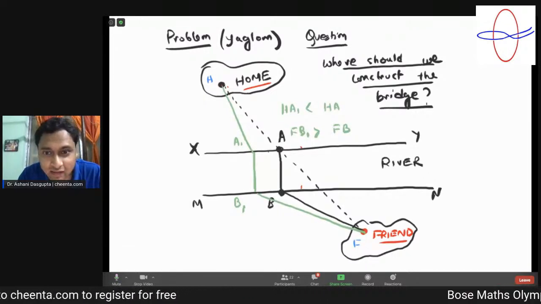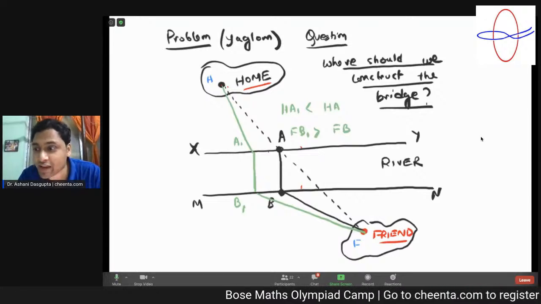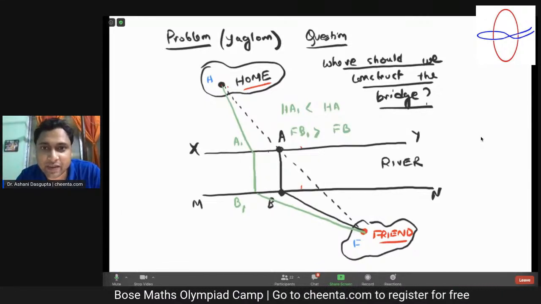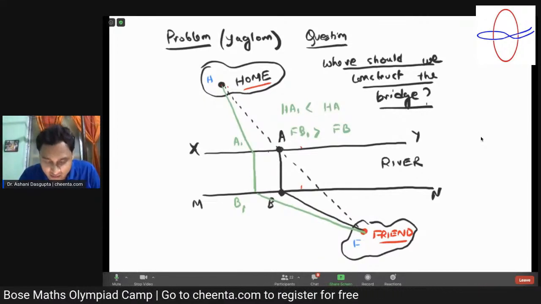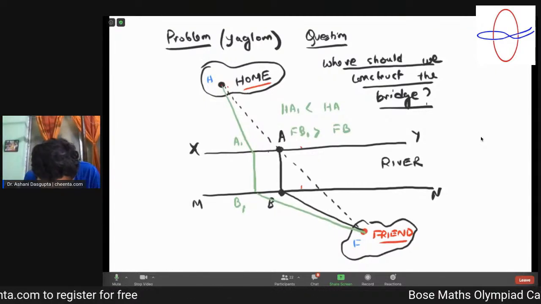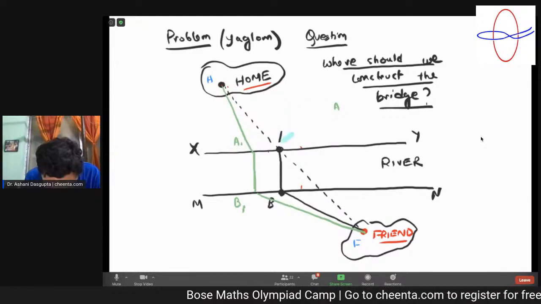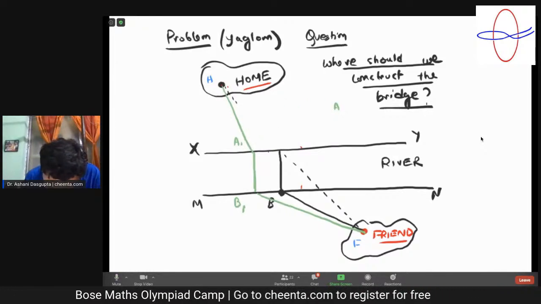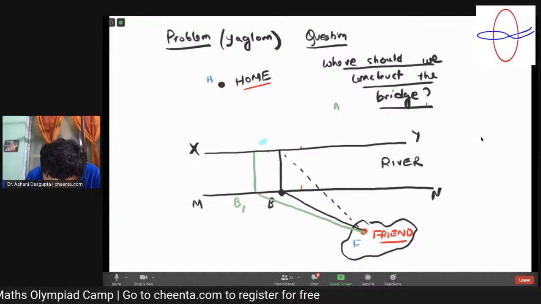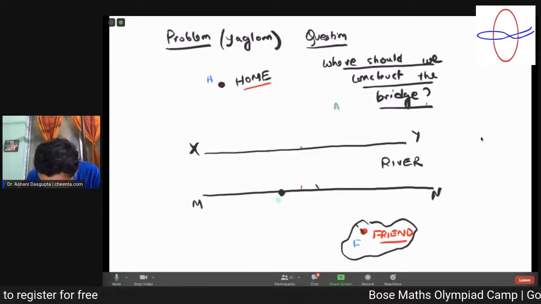So I have an idea. Go ahead. Can you first tell me your name? Whoever speaks, can you tell me your name first so that I understand who is speaking? So, Aniruddha. Okay, go ahead, Aniruddha. If you draw a perpendicular from H to MN, and then from that place we draw a line to F.